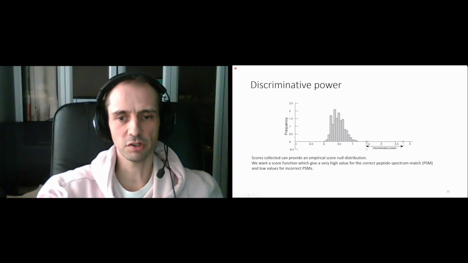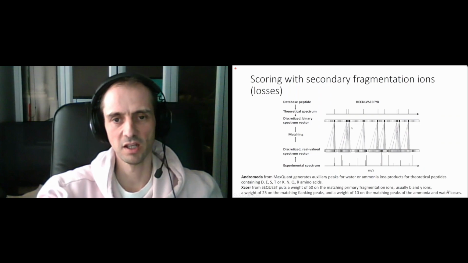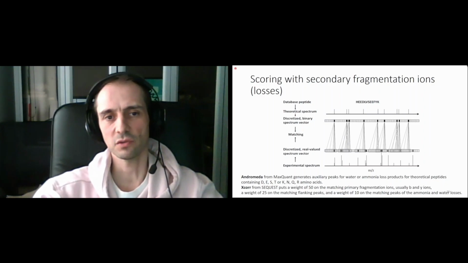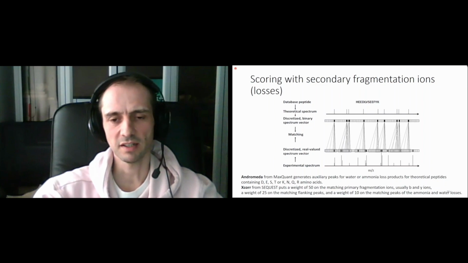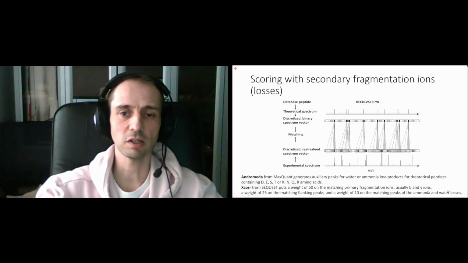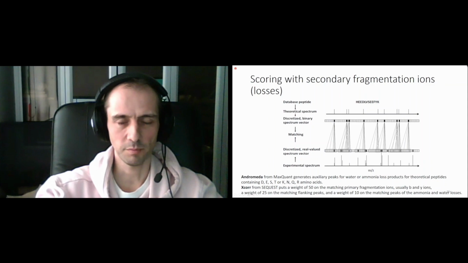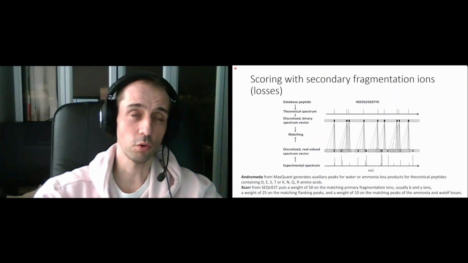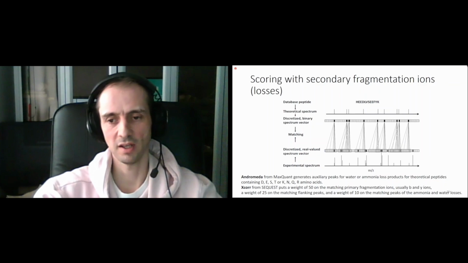How can we improve the discriminative power of some scoring function? It's very technical, but for example, you can also introduce or consider some additional peaks. There can be some secondary fragmentation peaks. For example, if you find a peak corresponding to a fragment ion, usually you can also find some other peaks closely related to the main peak, but maybe it differs from the mass of ammonium or a mass of some loss, etc.